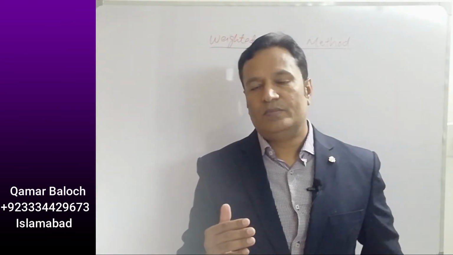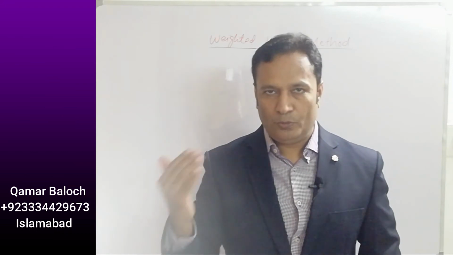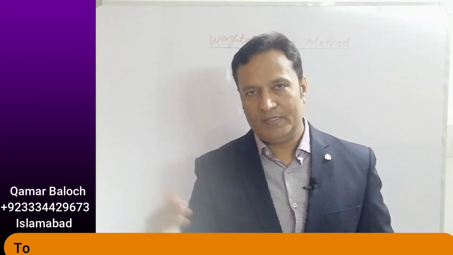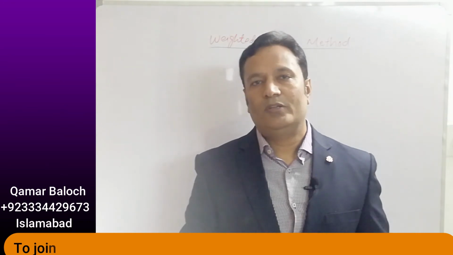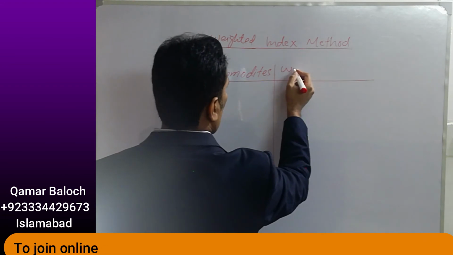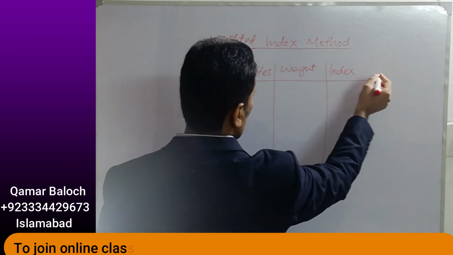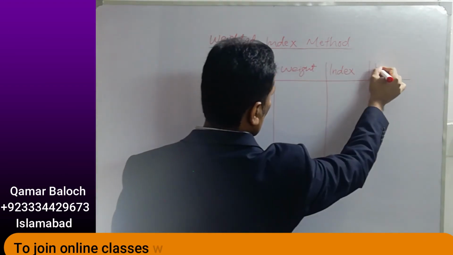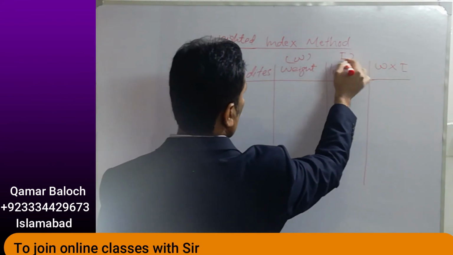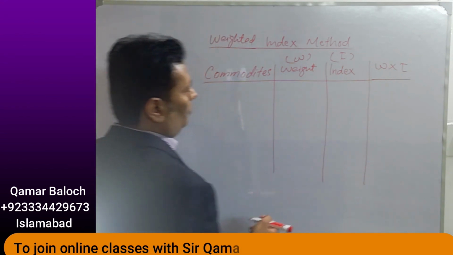In the weighted index method, you are given multiple products or commodities, and the weight of each product is separately given, and weight shows basically the expenditure pattern of consumers. Commodities, then weight, then index of each product, then we multiply weights and index. This is weight and this is index. If we multiply these, we will get weighted index.